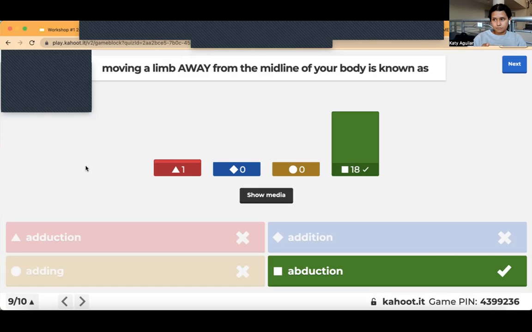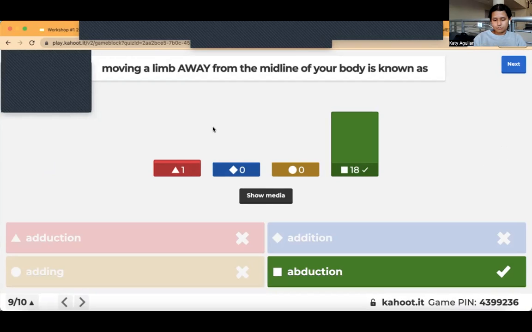Good work. Yeah, so adduction is going towards, think about adding. That's like bringing everything in. Abduction is going away. Perfect. Another cool way to remember abduction is if you look at the B and D in abduction, it's kind of like pushing against each other. So going out, going away.